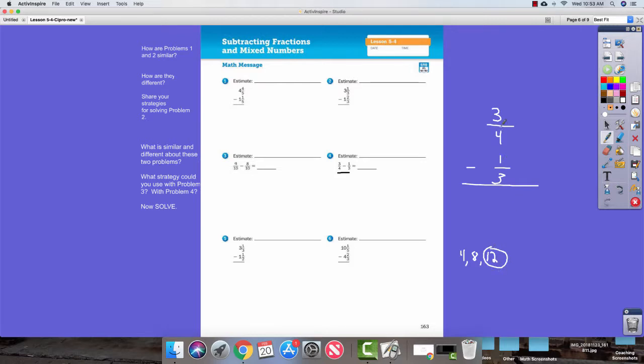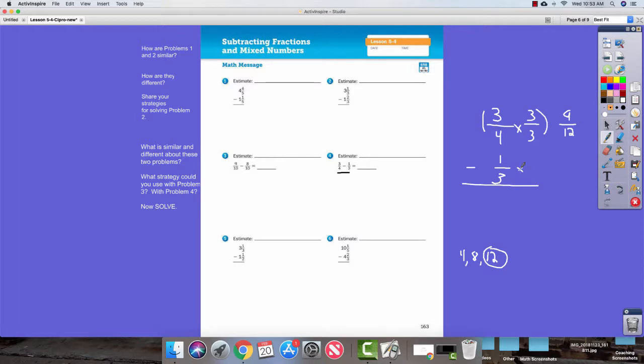So I'm going to change 3/4 to an equivalent fraction using twelfths. To get twelfths, I have to multiply 4 by 3. Whatever I do to the denominator, I must do to the numerator. So I'm really just multiplying by one whole. I'm going to take 3/4 times 3/3, put that in parentheses, and get 9/12. So 9/12 is an equivalent fraction to 3/4.